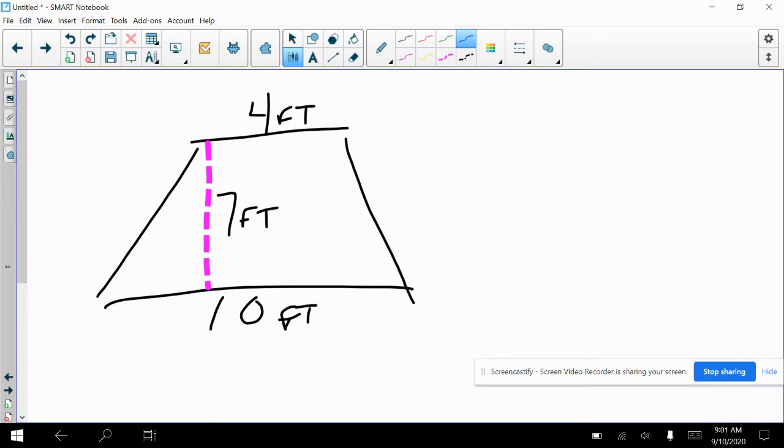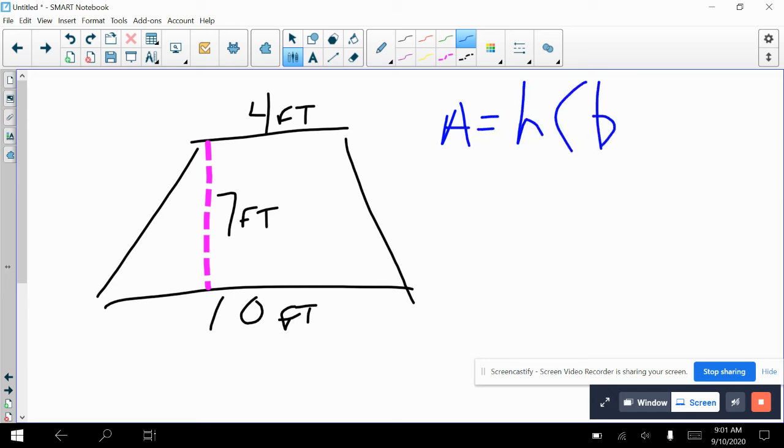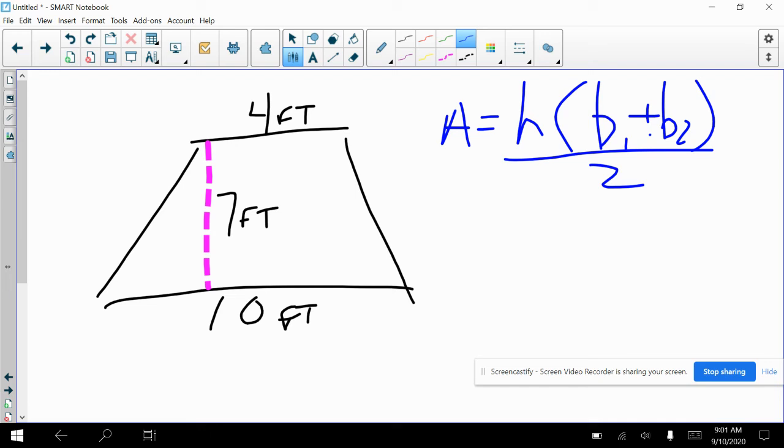Okay. If you go back to the formula, again, write it down. H multiplied by base 1 plus base 2 divided by 2. Okay, so if we plug in now base 1 and base 2, what do you think the bases are? Yeah, the top and the bottom. Now, the nice part about this is, does it matter which one is base 1 and base 2? No, you're adding them together anyway. Right? It truly does not matter.